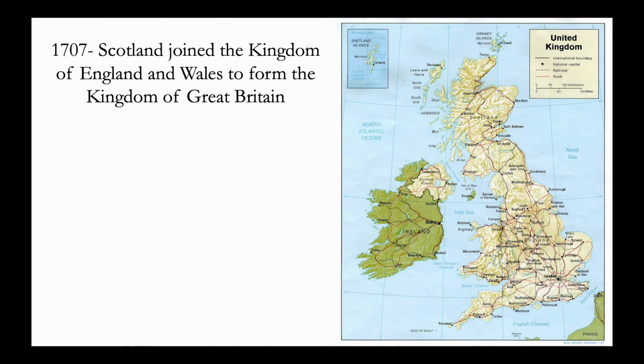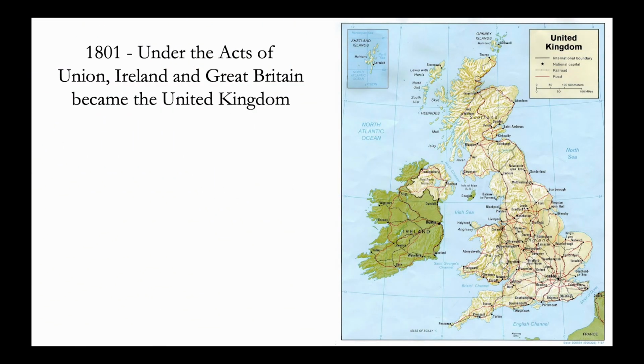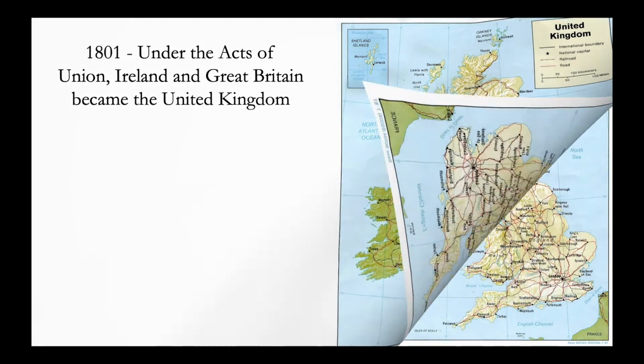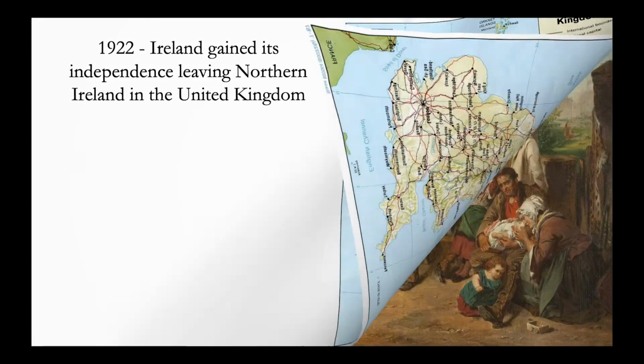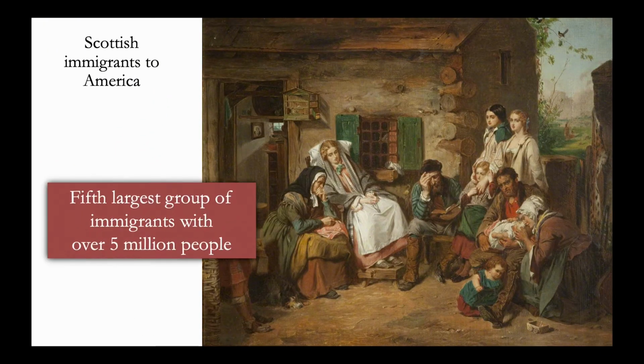Later, in 1707, the Kingdom of England and Wales joined with the Kingdom of Scotland to form the Kingdom of Great Britain. In 1801, under the Acts of Union, Ireland and Great Britain became the United Kingdom. Then, in 1922, Ireland gained its independence, leaving Northern Ireland as part of the United Kingdom. Scottish immigrants comprised the fifth largest group of immigrants to America, with over 5 million people.